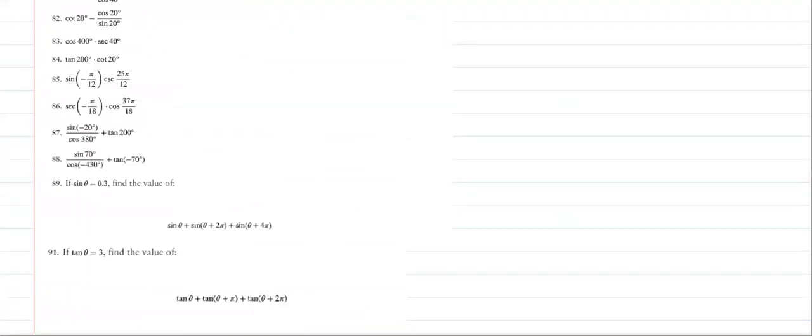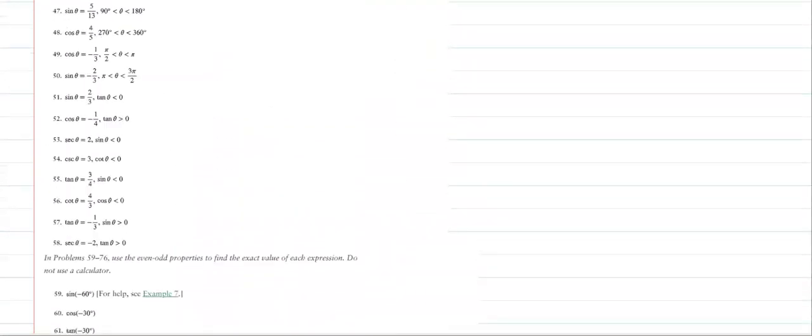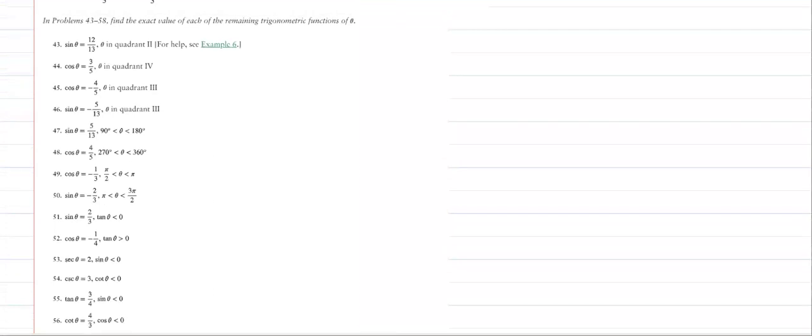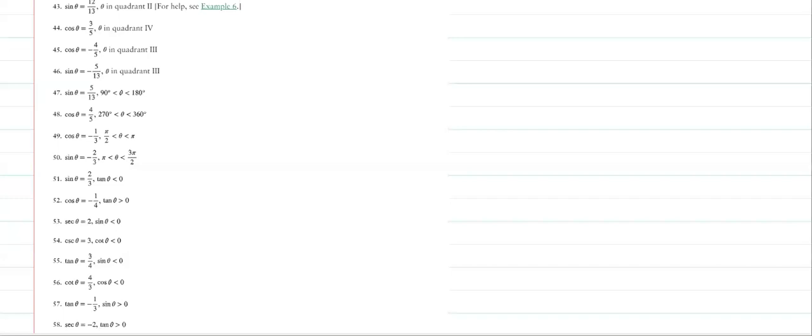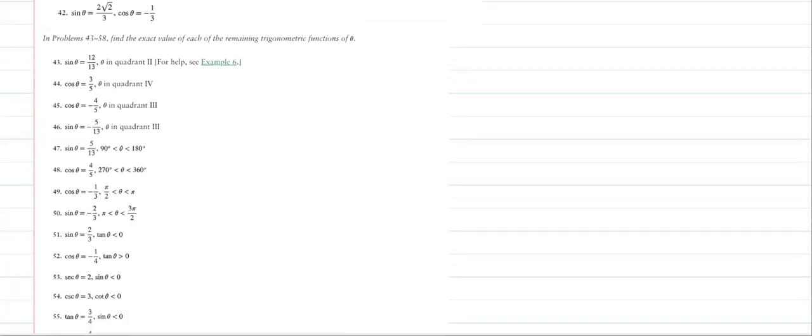Now let's see the next set of problems. Okay, here find the value of the remaining trig function of theta. Okay. 43. Sine theta is given to be 12 over 13 and theta is in quadrant 2. Wait, it's asking you for everything else remaining? Okay, each of the remaining functions. All right, so let's see how many of these we are going to do.